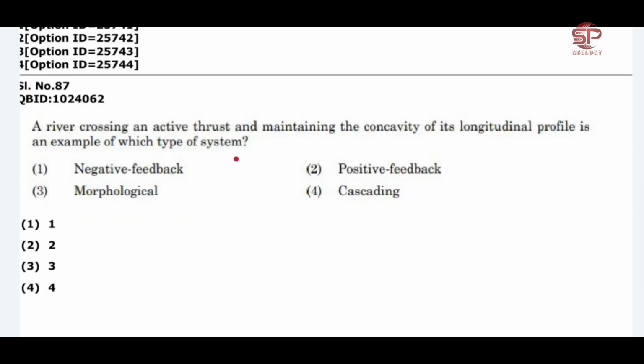The answer will be 1. The river crossing and actual thrusting and maintaining the concavity of its longitudinal profile is an example of which type of strain? It is a type of antecedent system condition where the rate of upliftment is equal to the rate of erosion. So in that condition, you can say it will be negative feedback. The negative feedback is a system where the system will function to counteract the effect.